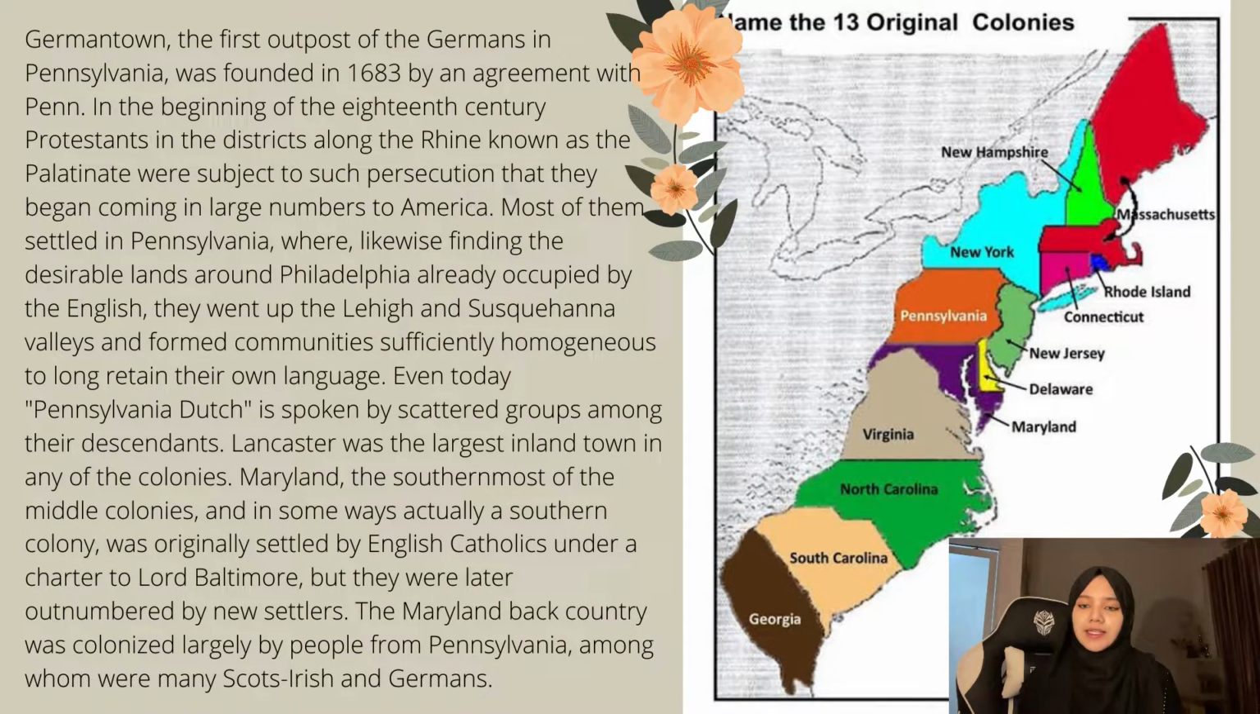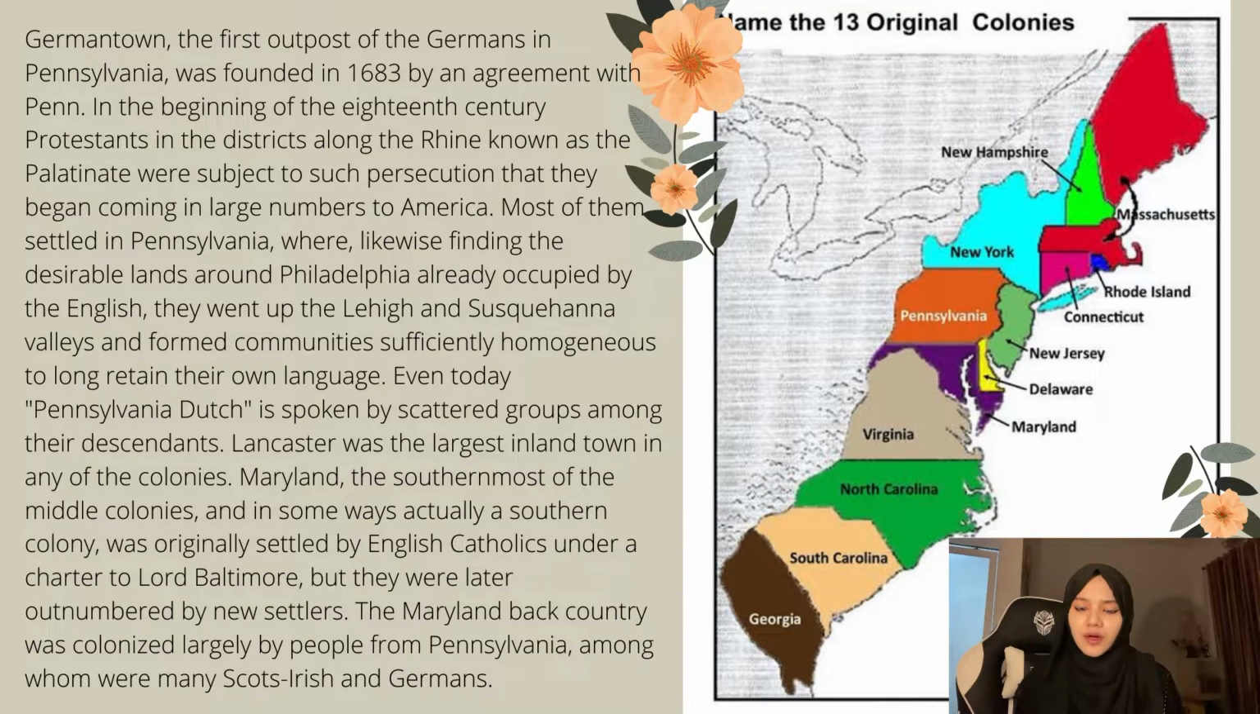In the beginning of the 18th century, Protestants in the districts along the Rhine known as the Palatinate were subject to such persecutions that they began coming in large numbers to America. Most of them settled in Pennsylvania, where, likewise, finding the desirable lands around Philadelphia already occupied by the English, they went up the Lehigh and Susquehanna valleys and formed communities sufficiently homogeneous to long retain their own language. Even today, Pennsylvania Dutch is spoken by scattered groups among their descendants. Lancaster was the largest inland town in any of the colonies.